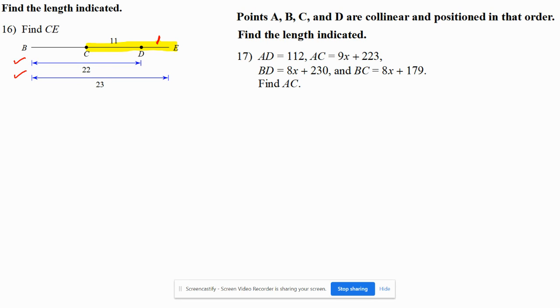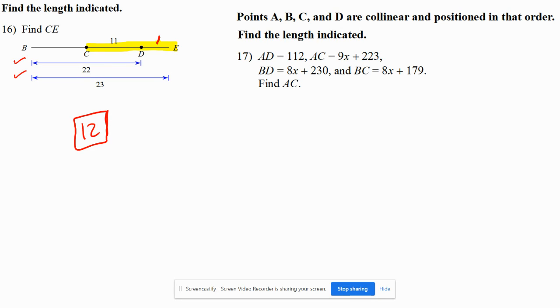I can solve for BC if I want to, but I don't need to. I'm just asking for the segment CE. I'm going to add those numbers, and I'm going to say that segment CE happens to be 12. Right, 11 plus 1 gave me 12. Now, question number 17. That one gave you a little bit of hard time.